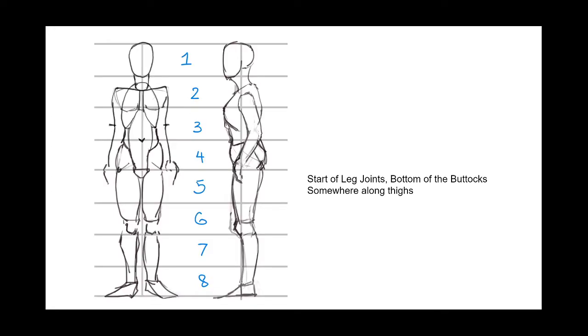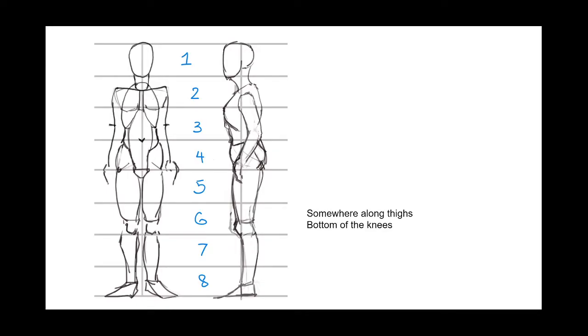Okay. And then for the fifth head, you get the start of the leg joints to somewhere around the thighs. It's not really a very easy measurement. And then from the thighs, you get to the bottom of the knees. And then from the knees, you get the calves. And then from the calves, you get the bottom of the feet. Okay. Is there any questions about body proportions? No? Okay.